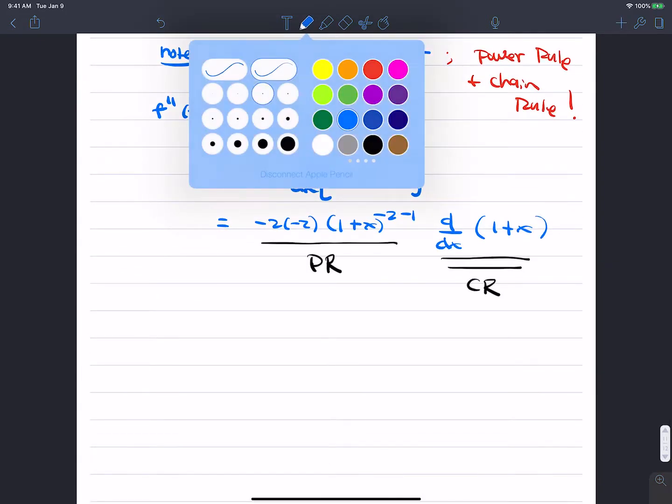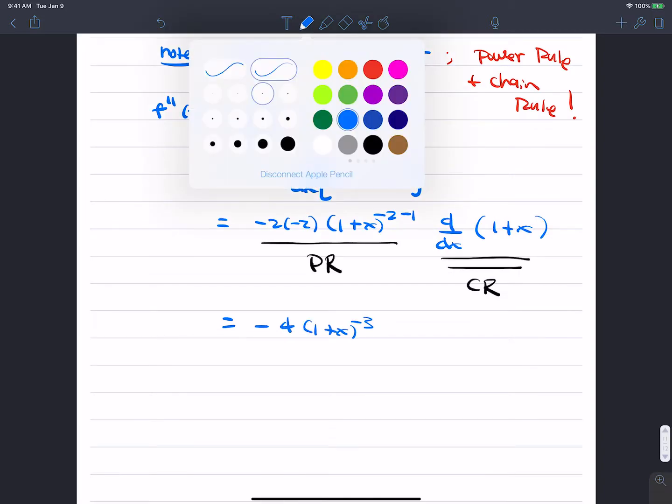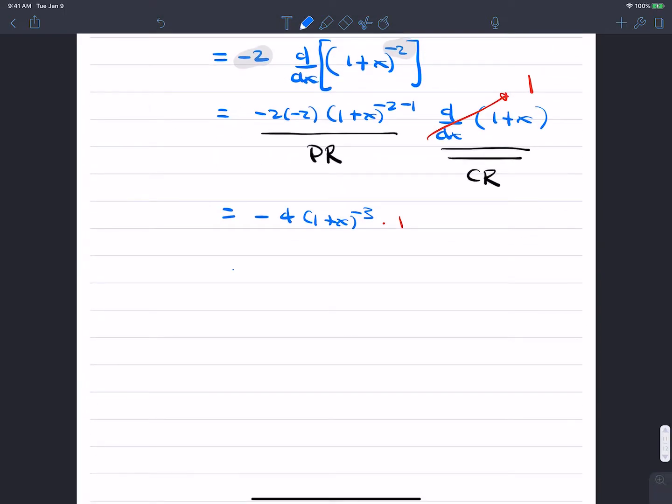So here's what we get. -4, 1 plus x to the -3 power, and the derivative of 1 plus x is actually just going to be 1. So this is times 1, or we can simply say the second derivative is -4 over 1 plus x to the third power.